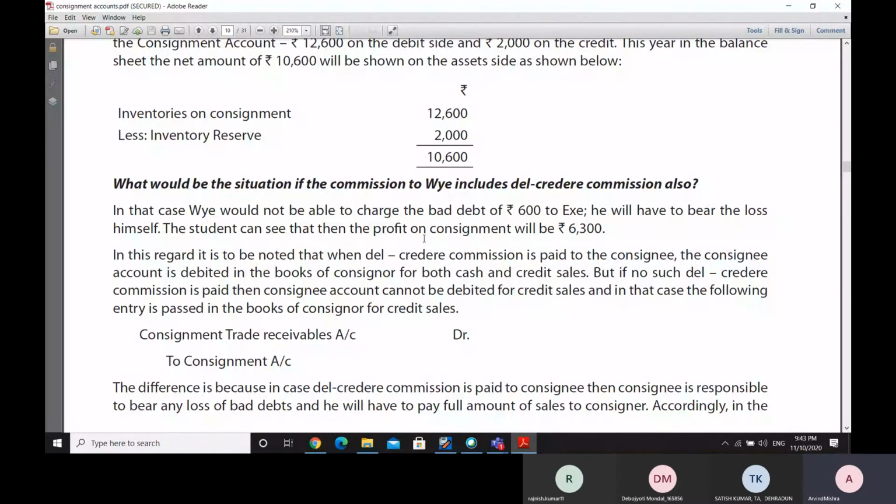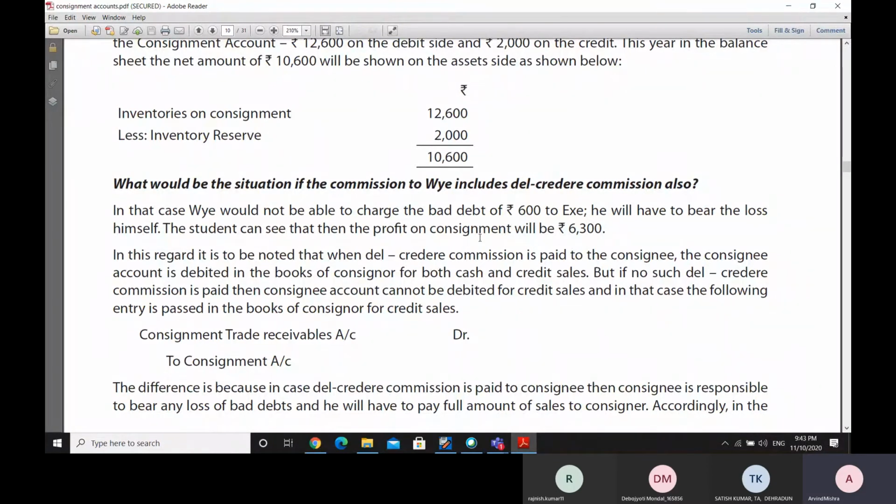Now let us look at a situation if the commission to Y includes the del creditor commission also. Now in this case, Y would not be able to charge the bad debt of 600 to X, because he's getting commission. Y is getting commission, del creditor commission.